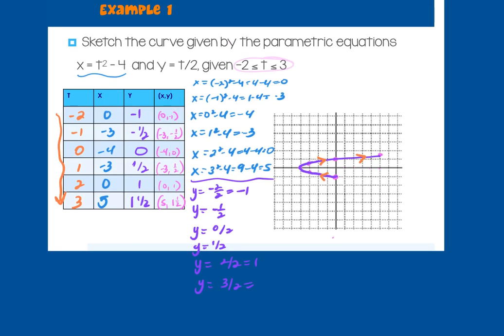If they didn't give you a specific range, you could just pick some points to plug in. I would plug in at least 4 points so you can get your shape. And then you want to point towards the biggest t you plugged in. Questions so far?